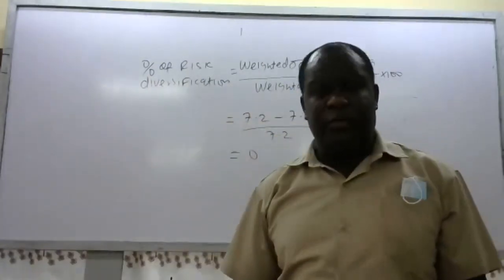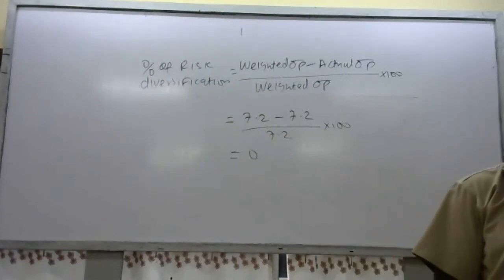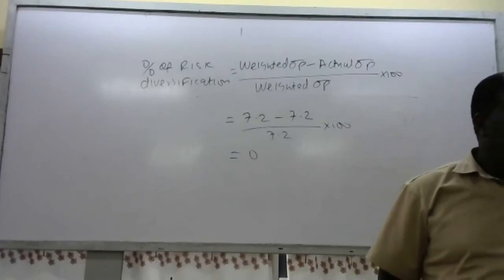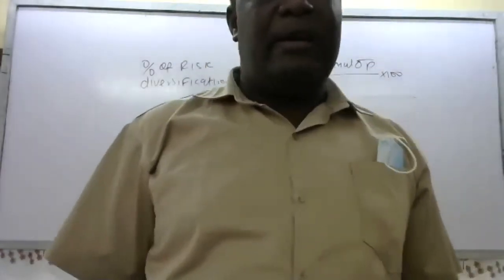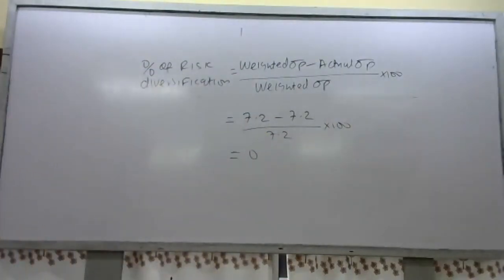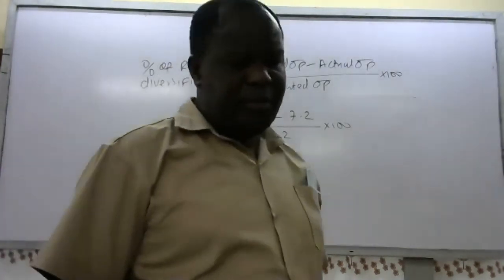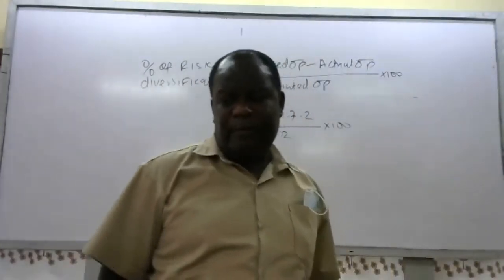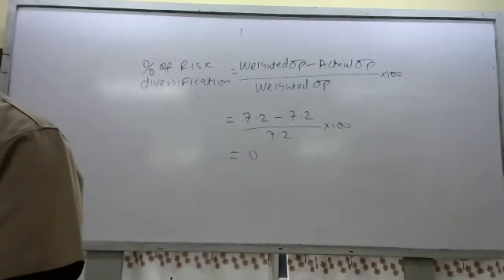So the question wanted you to explain the effect. We can now conclude by summarizing that if securities M and N are combined to form the portfolio, there will be no risk diversification.